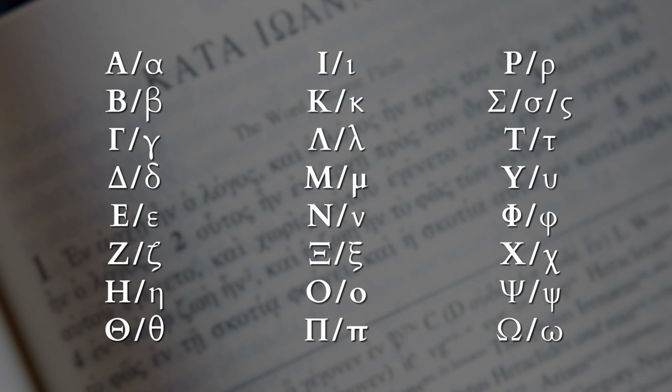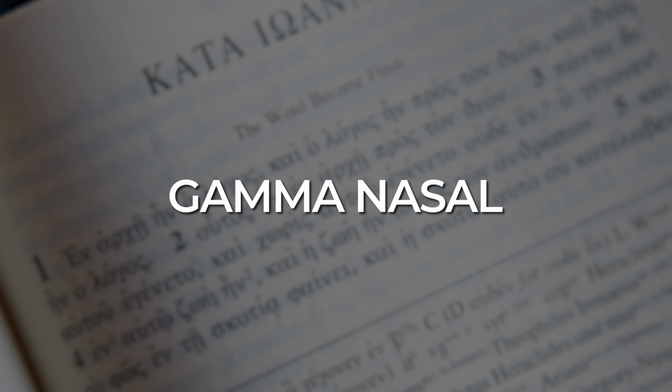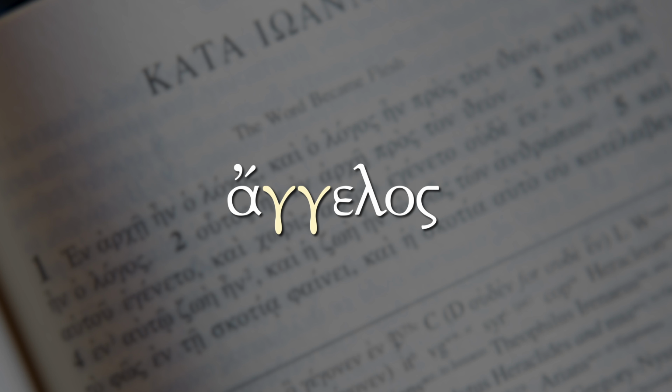Before we leave the alphabet entirely, there are a few more things you need to learn in order to be fully prepared to understand the language. First, the letter gamma can sometimes mimic an N sound when paired in combination with certain letters: kappa, xi, chi, or another gamma. This phenomenon is known as a gamma nasal. For example, the Greek word for angel is angelos. Notice the double gamma, the first of which is pronounced with an N sound.